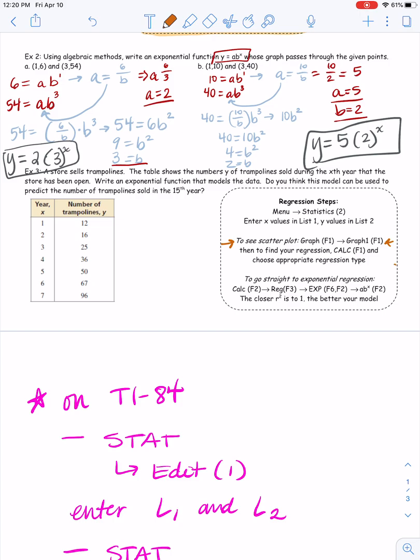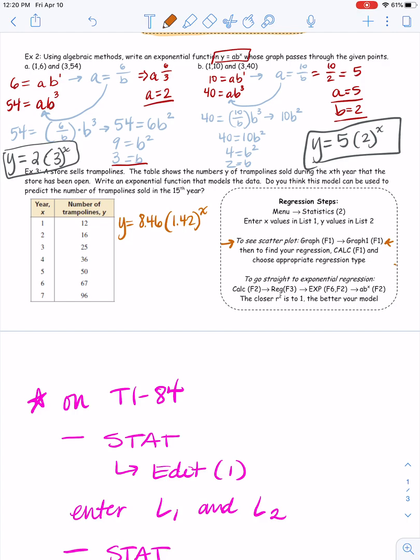Okay, so whenever we plug in these steps with this data, we get a model that says that our A value is 8.46 and our B value is 1.42. So there's the model for this data. The question also asks us though, do you think this model can be used to predict the number of trampolines sold in the 15th year?